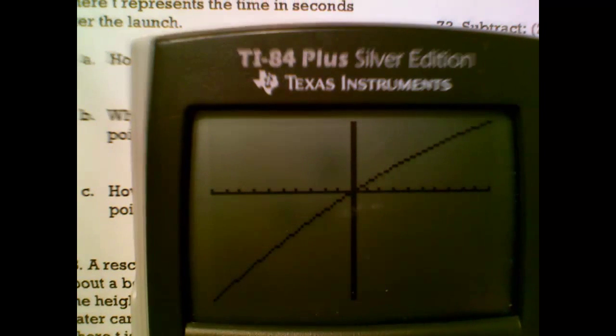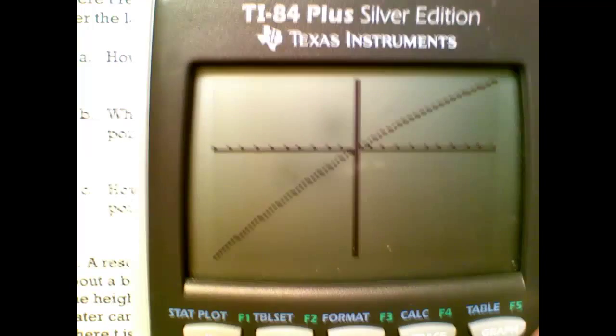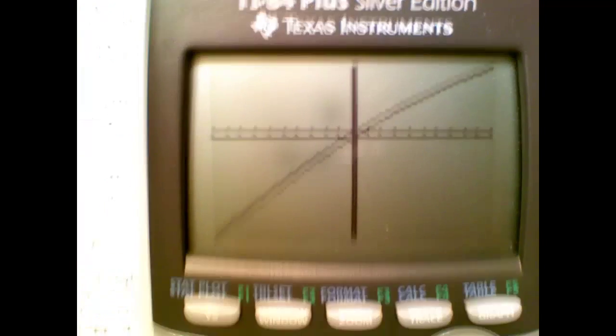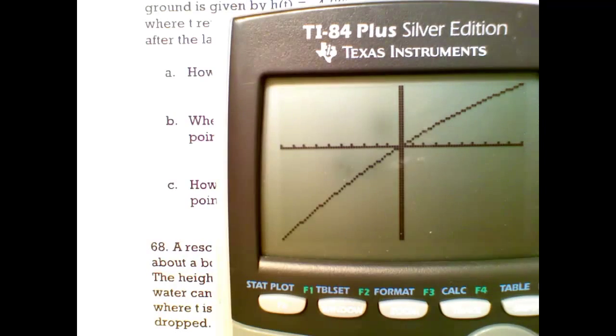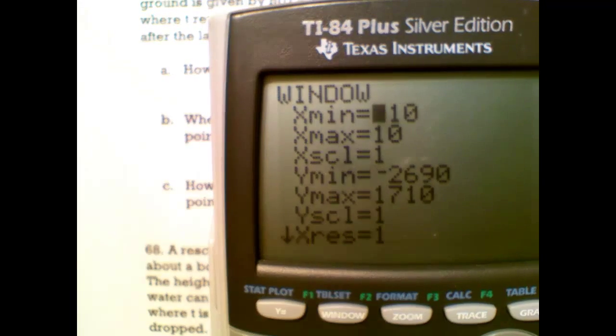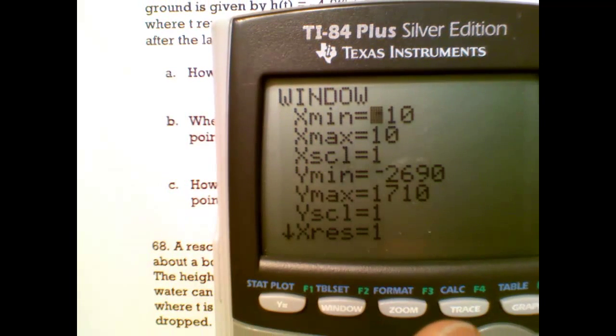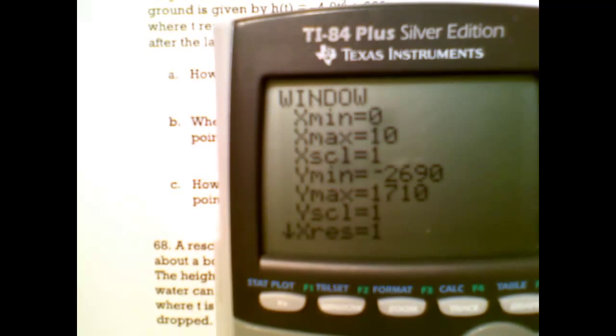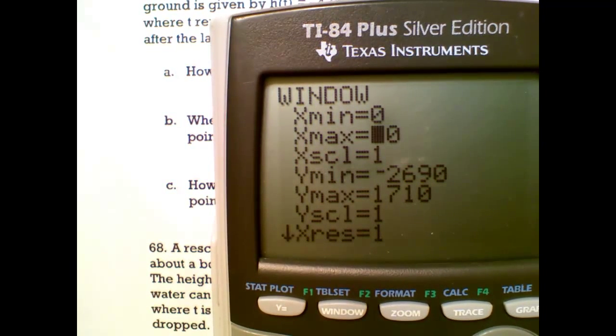So let's change our window. Click on window right here. Zoom this up a little bit. Okay, so click on window and see how x min is not 0. Well, t, which is your x, is time, and it doesn't make sense to have a negative time, so let's make that 0. Let's start at time 0. And our x max is 10 seconds.